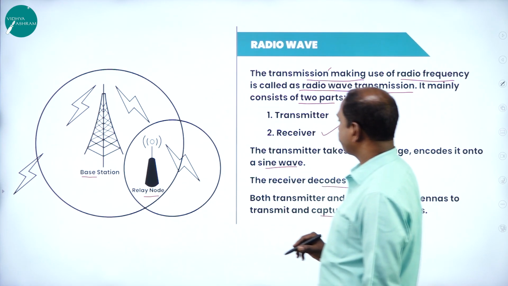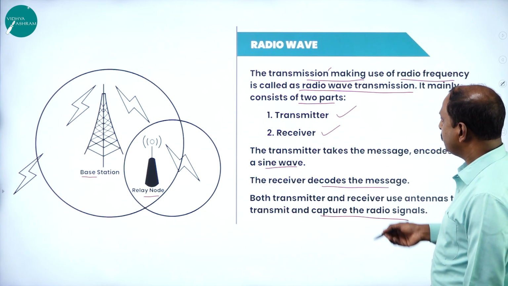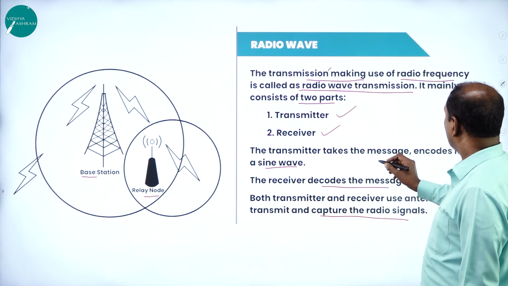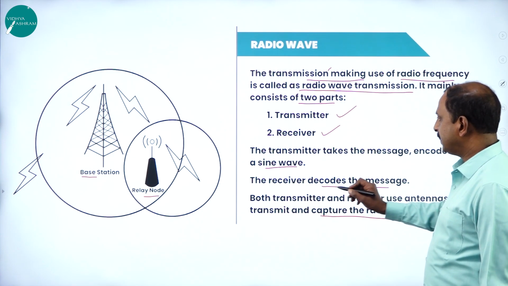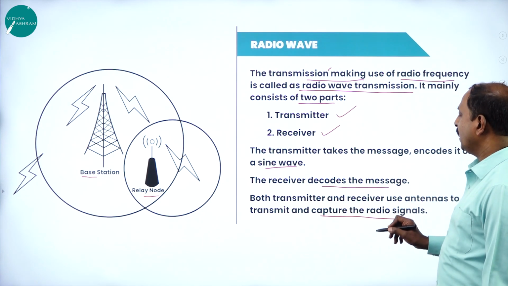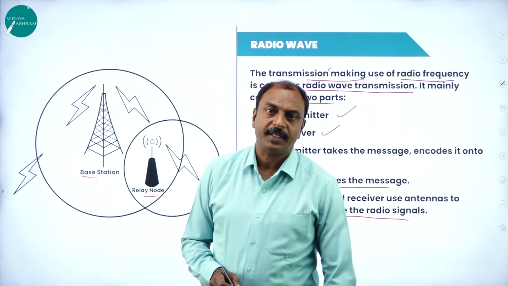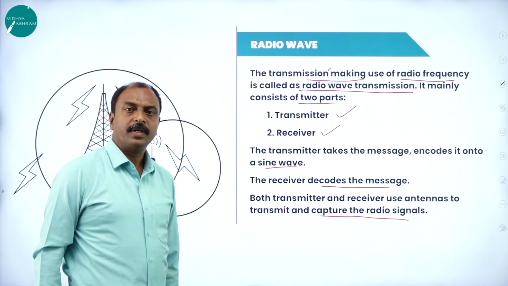Here in the radio wave technology, there are two components: transmitter and receiver. The transmitter encodes the message and transfers it through a sine wave, and the receiver decodes the messages. Both the transmitter and receiver make use of antenna for their communication. So this is radio wave communication.